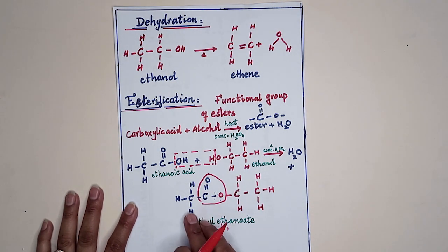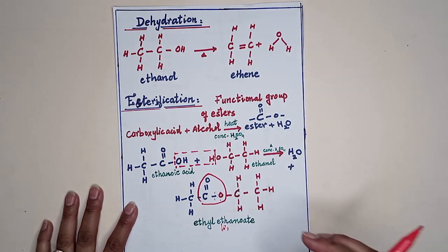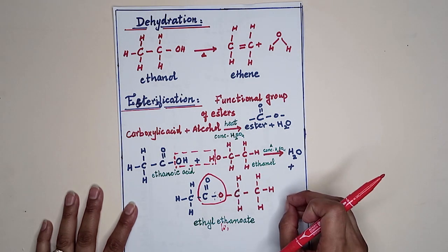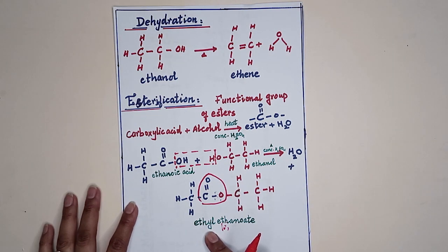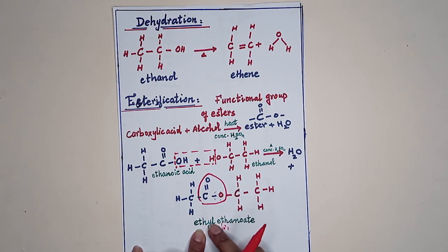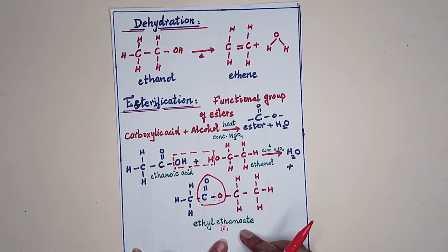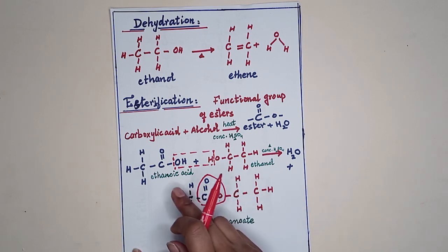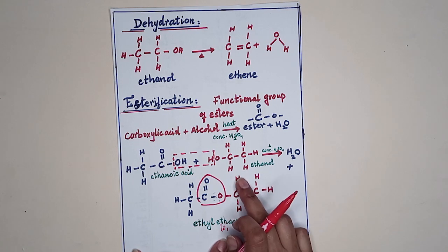First of all we will name the alcohol part. Whatever the carbon atom is, if it is methanol, it will end up as methyl. If it is ethanol, it will have ethyl. If it is propanol, the name will be propyl. So from ethanol the name is ethyl. First we will name the alcohol, and then the carboxylic acid part will end up as ethanoate. So ethyl ethanoate is the ester which will form after the reaction of this carboxylic acid and this alcohol.